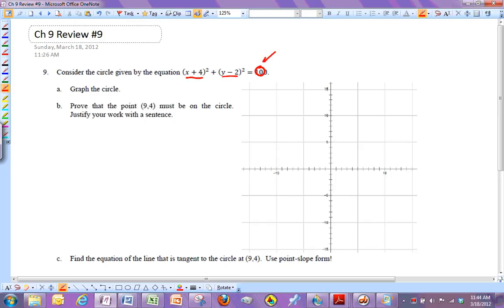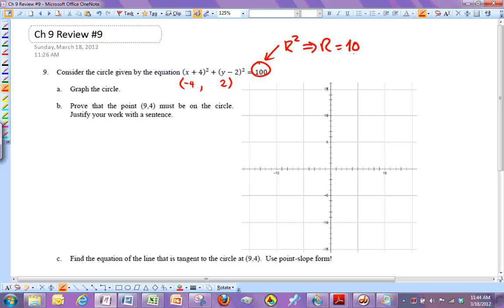Because if the radius squared is 0, then the radius is 0. And so all we're left with is the center point. So -4 for the x and 2 for the y will make everything 0, leaving me with just a center point. And so my center point right here, -4, 2. Again, remember, this is radius squared, so that means the radius is going to be 10.